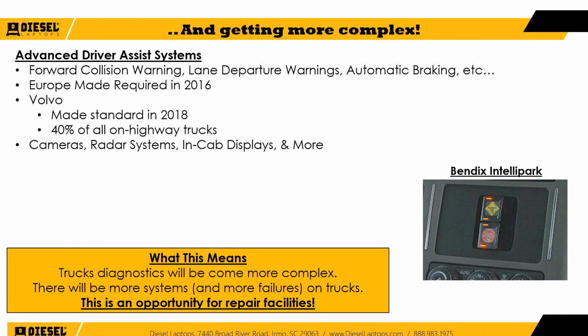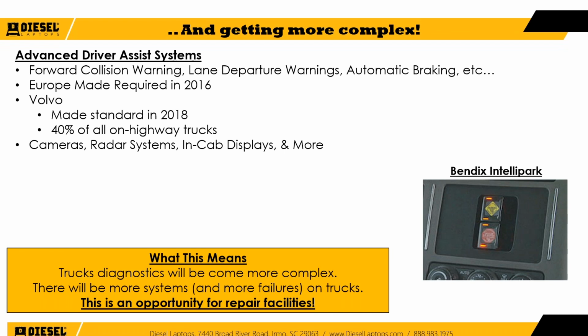In Europe, in 2016, it was made standard on every single commercial vehicle in Europe. I'm talking everything from a Sprinter van all the way up to the commercial trucks. So Europe's way ahead in this area. Some European companies, like Volvo, actually made collision warning mitigation systems standard on their equipment starting in 2018. That doesn't mean necessarily every Volvo has it. It just means it's standard equipment when the dealer goes to build the order. The dealer can take it off to reduce the cost, obviously, which means at the end of the day, Volvo has said 40% now of all their on-highway trucks have advanced driver assist systems on them.